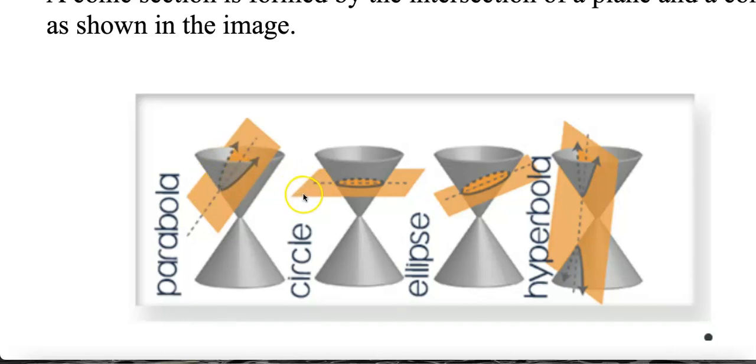Similarly, if I'm cutting the cone horizontally, the resultant shape which I will be getting is known as a circle. If I'm cutting the cone slantwise, I'm getting a new shape. This shape is called an ellipse. And if I cut this shape this way, this is called what? This is called your hyperbola.